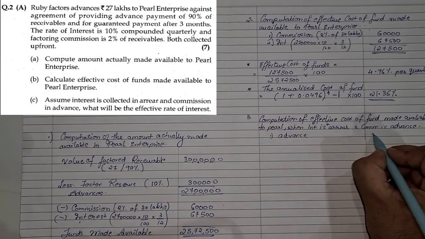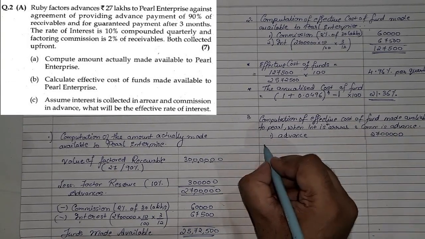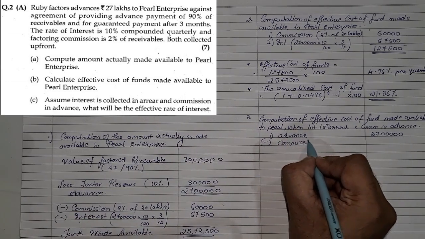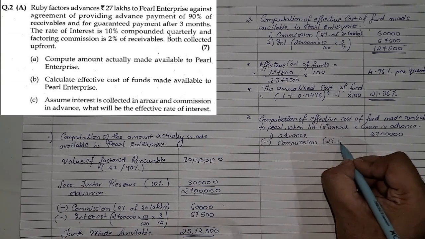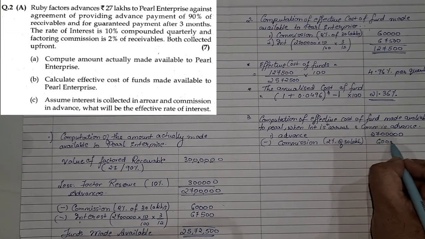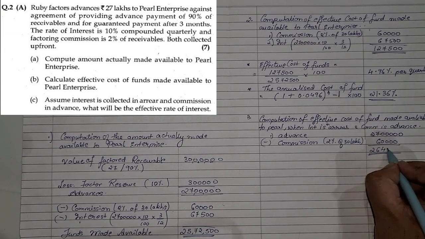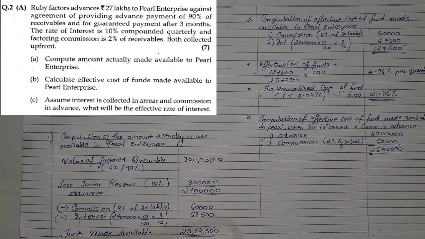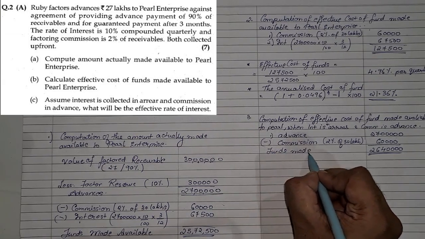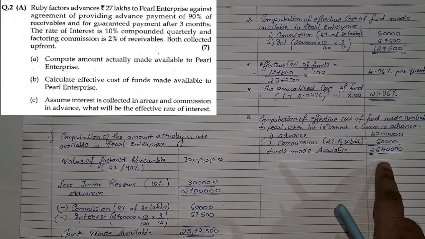Now advance is 27 lakhs. Okay, from that less commission, which was again 2% of 30 lakhs, which came to 60,000. So when I minus it, I will get 26 lakhs 40,000. Okay, so these are nothing but my funds made available. So my funds made available is given.